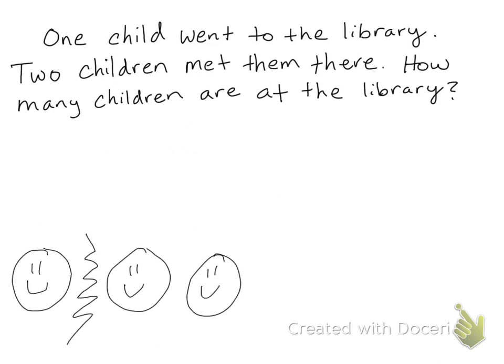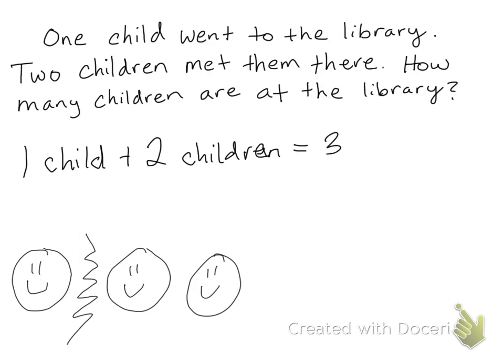So how do I write my number sentence? Let's make this small. Okay. So I start with 1 child, and then I add 2 more children, and then I end up at the end with 3 children. So what question did I ask about our story? I asked how many children there would be at the library. So the answer is 3 children.